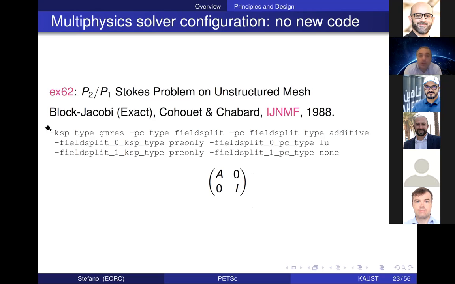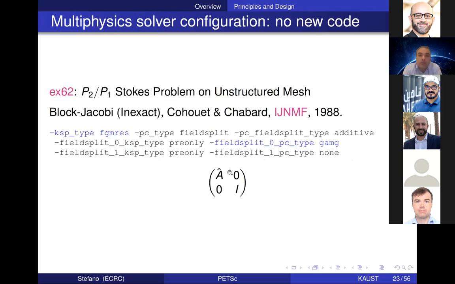Okay, this is the outer loop. You say, I want to use GMRES. I want to use a preconditioner of type fieldsplit, which is the one that I'm discussing, and the type of splitting. And then I'm saying, look, field 0, which is this one, will be solved by an LU. Field 1 will have no preconditioner. And just by command line, I can use this preconditioner in my Krylov solver. So suppose that this preconditioner, using LU, is too much of a requirement in terms of memory, because you know that you can solve your momentum equation in an approximate way.